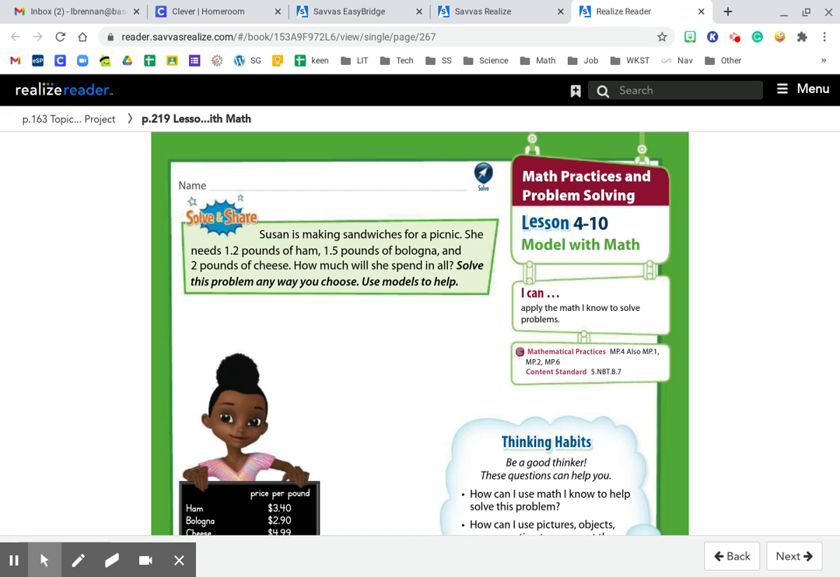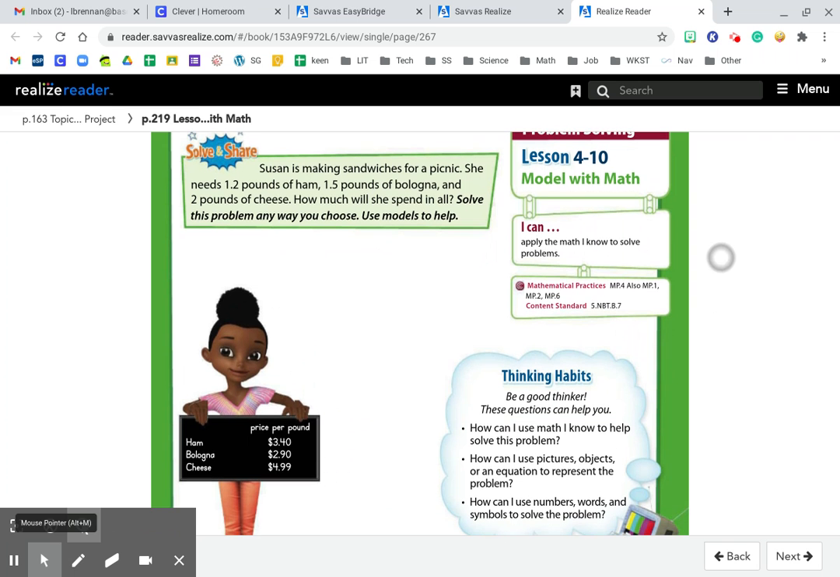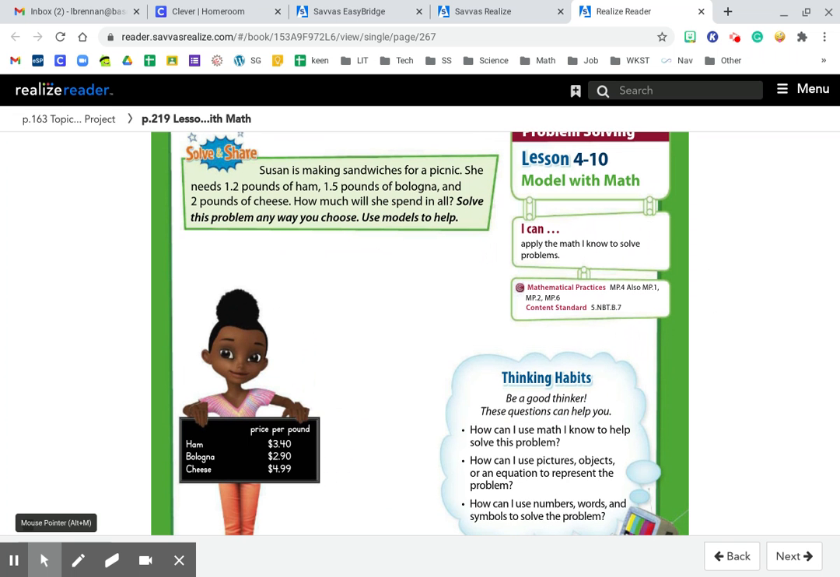Susan is making sandwiches for a picnic. She needs 1.2 pounds of ham, 1.5 pounds of bologna, and 2 pounds of cheese. How much will she spend in all? Solve this problem any way you can.